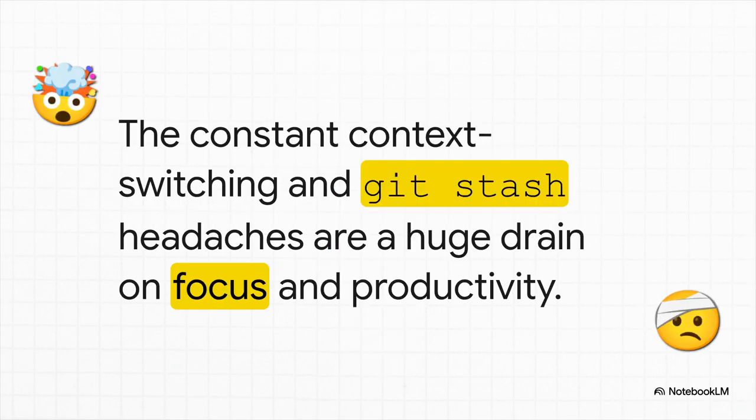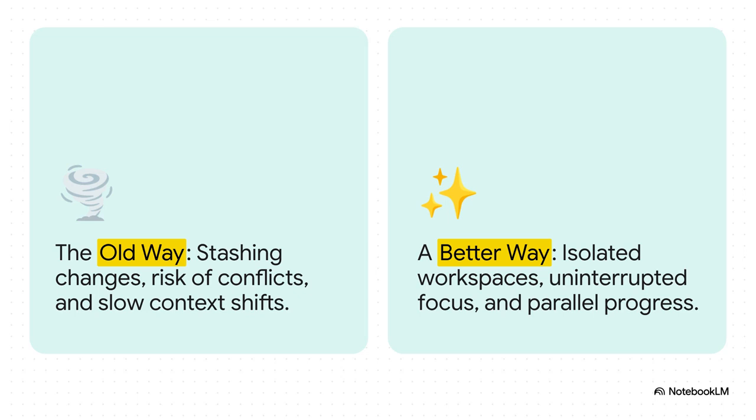Well, the old way of dealing with this is a world of constant context switching. You do the git stash dance with your feature work, jump over to the bug fix, you commit that, and then you try to pop your stash and wait, where was I? It's clunky, it's definitely risky, and it's just a massive drain on your focus. This whole situation pretty much forces us to find a better way. We've got to move away from that chaos of stashing and toward a workflow with truly isolated workspaces, something that lets you keep your focus and actually make progress on multiple things in parallel.